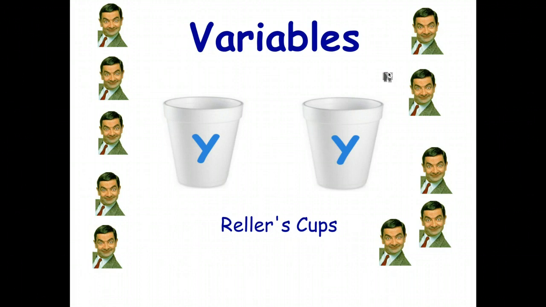So what this shows us is that for any one particular problem, if the same variable appears more than once, it has to have the same value each time within that problem. So in this case, we would say the variable y equals 5 or has the value 5.